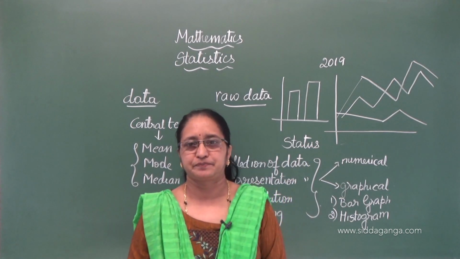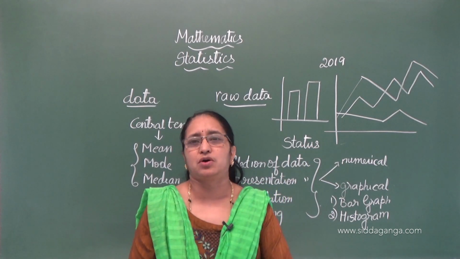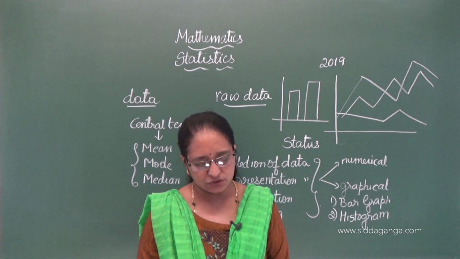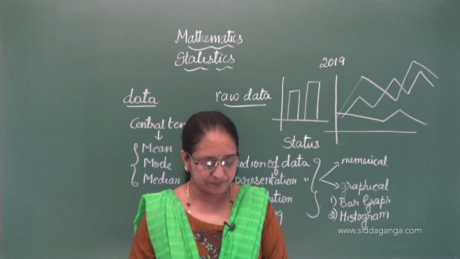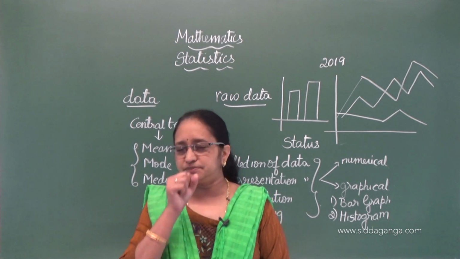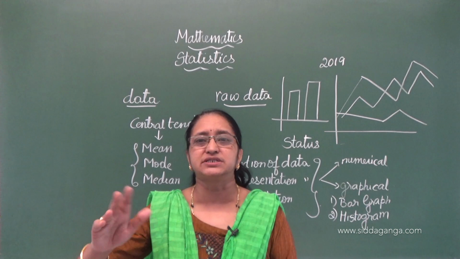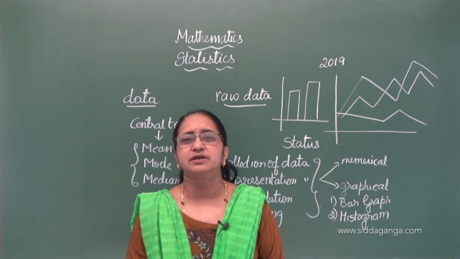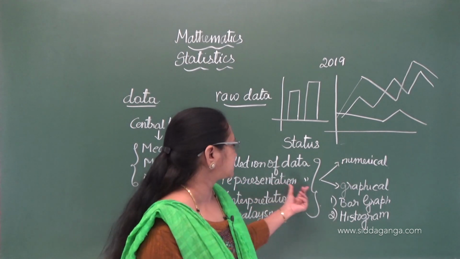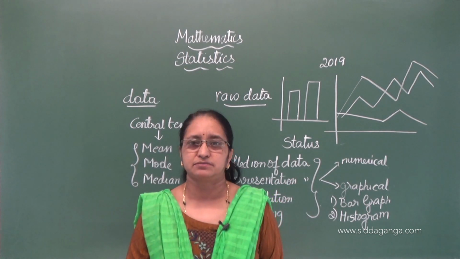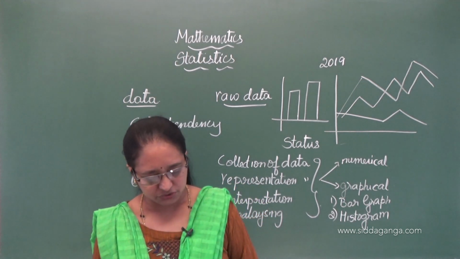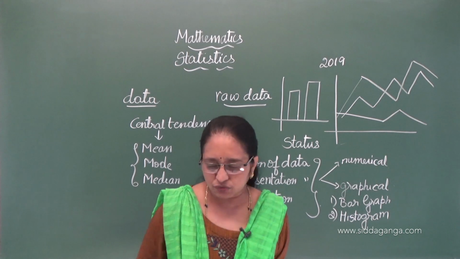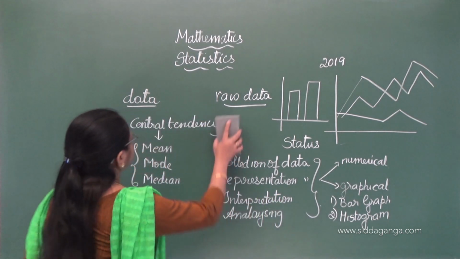All this interpretation and analyzing can be done only when the collection of data is represented in a proper way. So in a proper way means what? With one example we can do it, I will show that. A proper way means it can be arranged in descending order or ascending order. Then we can properly represent the collection of data. These are the things you are going to learn in this chapter, and I am going to start with one example.